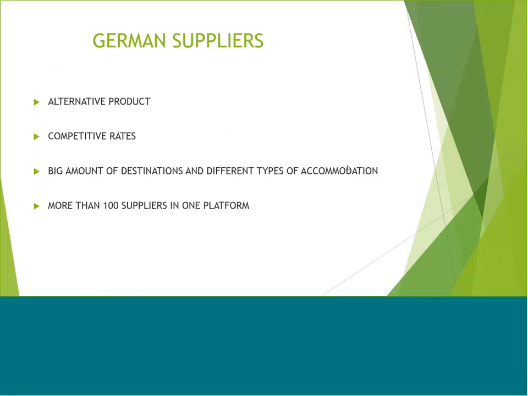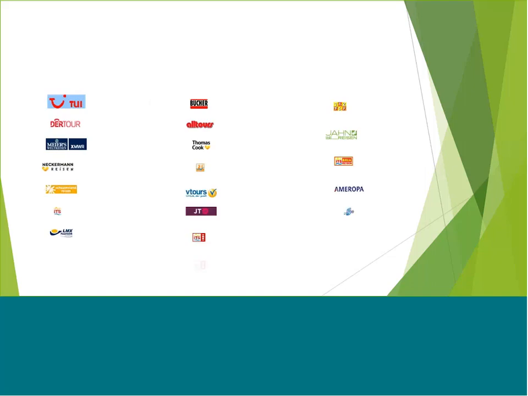And in the system, we have more than 100 suppliers in one single platform, 100 German tour operators, not suppliers like Expedia and GTA, only German tour operators. Here are some of the suppliers that we have. The most popular are TUI, DERTOUR, Alltours, Meier's, ETS, etc. This is only a small part of all the suppliers that we have in the German platform.